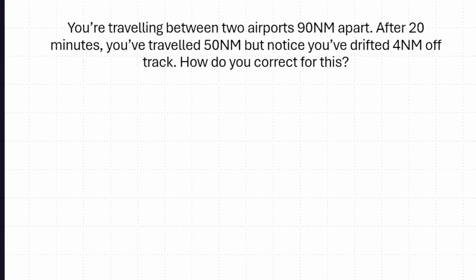Okay, remember, we're going through the important stuff again. You're traveling between two airports 90 nautical miles apart. After 20 minutes, you've traveled 50 nautical miles, but notice that you've drifted 4 nautical miles off track. How do you correct for this?